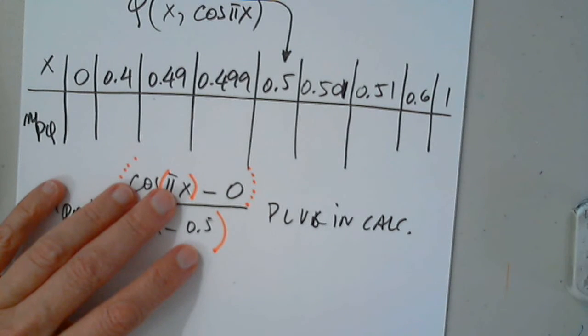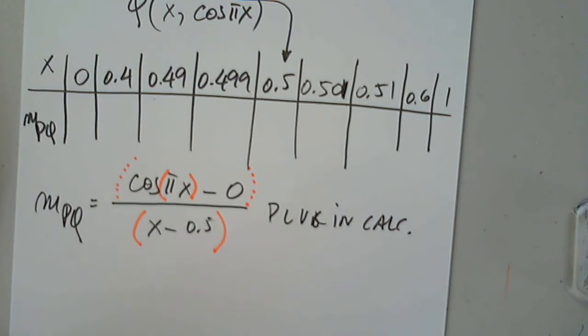I'm very optimistic and I want to plug in 0.5. It's good. The calculator should scream at me. Good. 0.501, 0.51, 0.6, and then 1. And now I'm copying all these numbers.